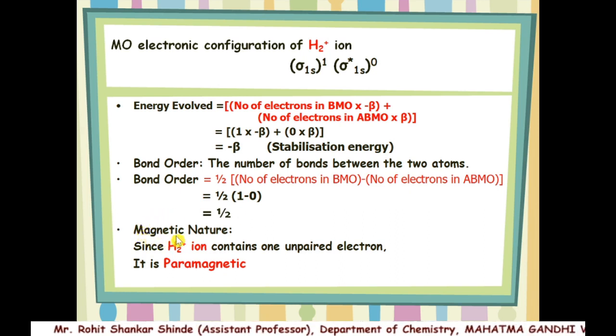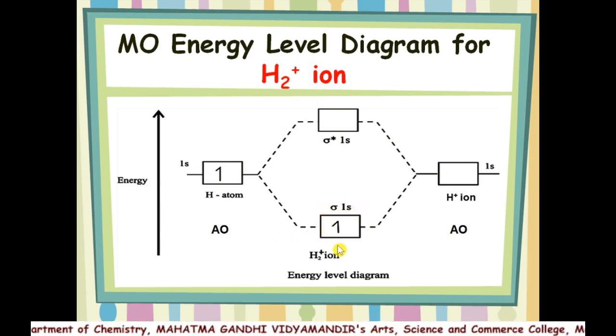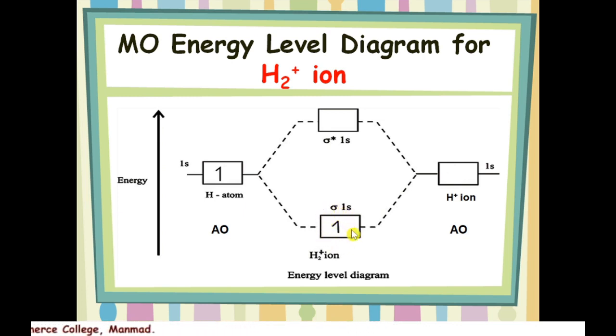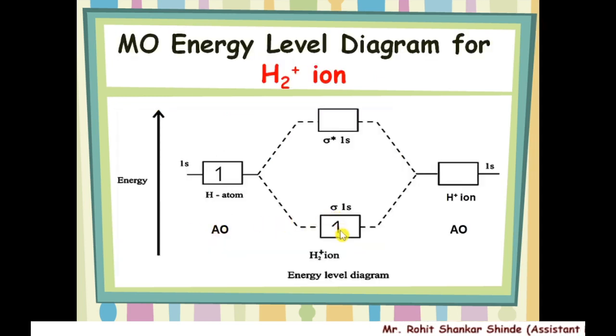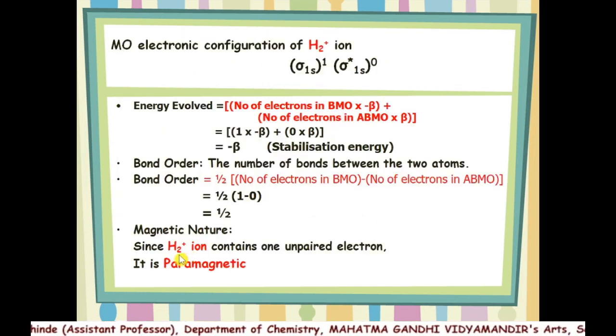Now let us see the magnetic nature of the H2 plus ion. You can see in this diagram there is the presence of one unpaired electron. If an unpaired electron is present in the MOT diagram, it means that the molecule is paramagnetic in nature. If the molecule possesses all paired electrons, it means the molecule is diamagnetic. So in the case of the H2 plus ion, it contains one unpaired electron and hence it is paramagnetic in nature.